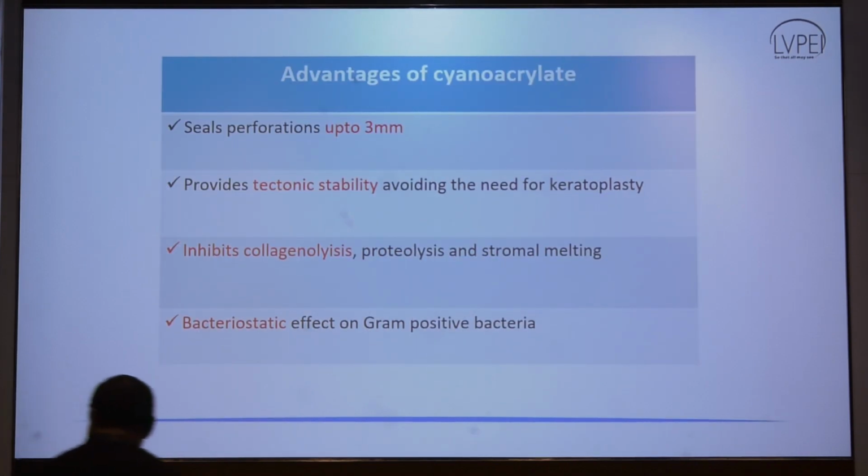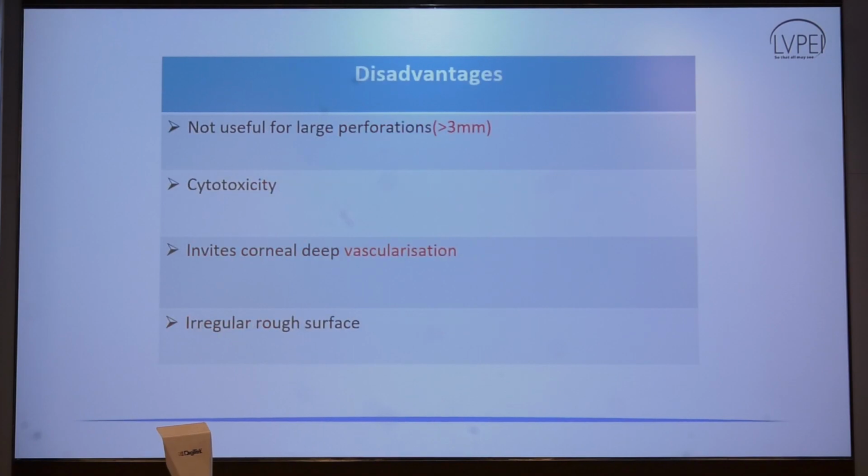So look at what are the advantages of the cyanoacrylate tissue adhesives. It is more effective when we use the tissue cyanoacrylate in perforations lesser than 2 mm, but it is also useful in perforations up to 3 mm size. It mainly provides tectonic stability, avoiding the need for keratoplasty later on. It inhibits collagenolysis, proteolysis, and stromal melting.